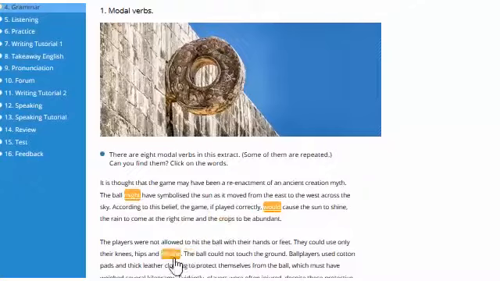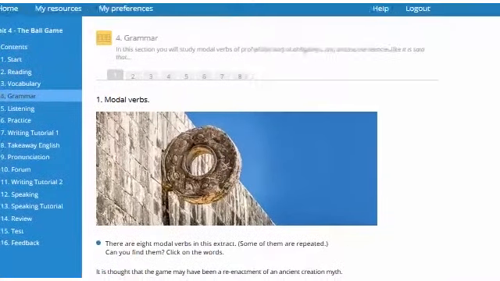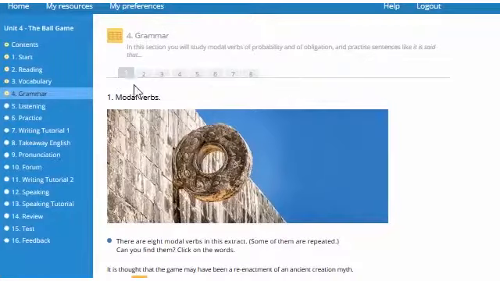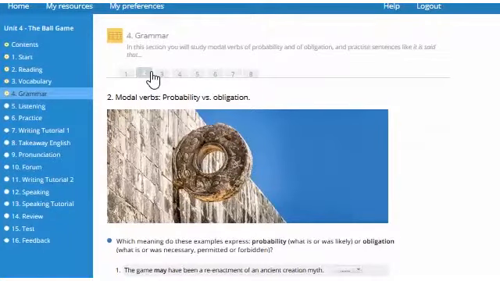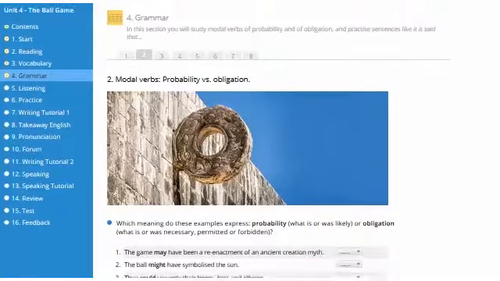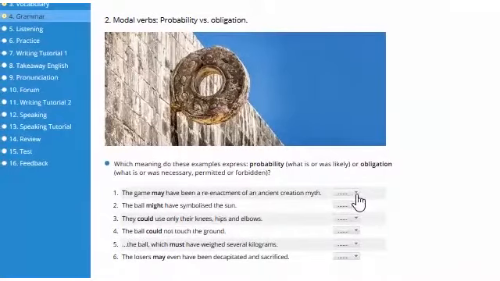The first thing we ask the students to do is identify what modal verbs are. Once we have established that they know what they are, we then look at the meaning of some of these modal verbs. We give them examples of sentences with these modal verbs in context and ask them whether the modal verbs indicate probability or obligation.